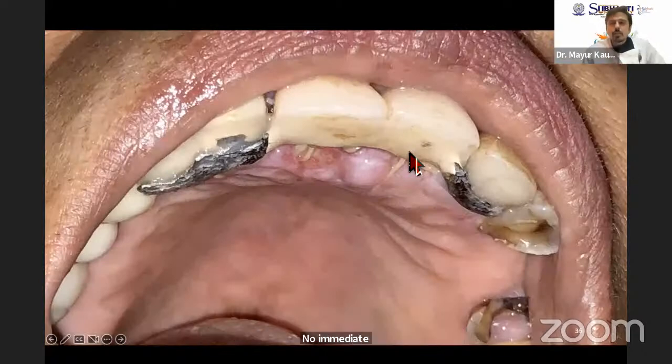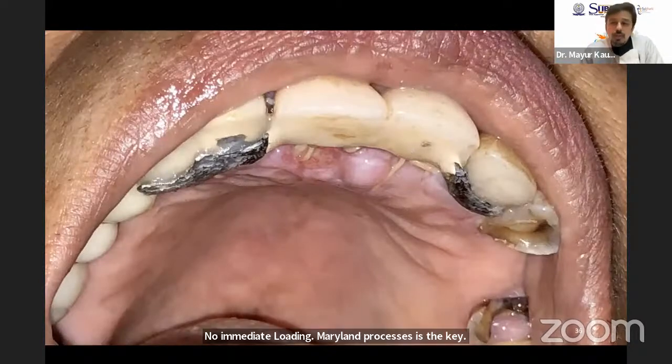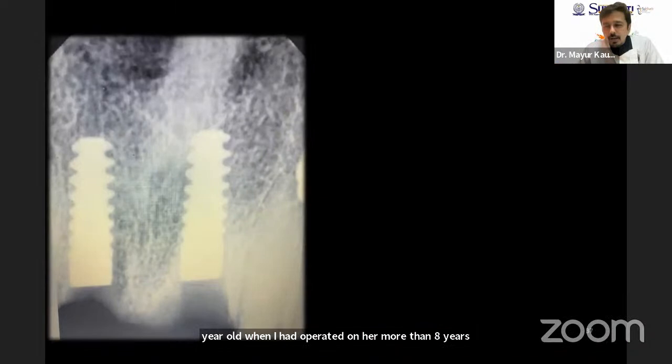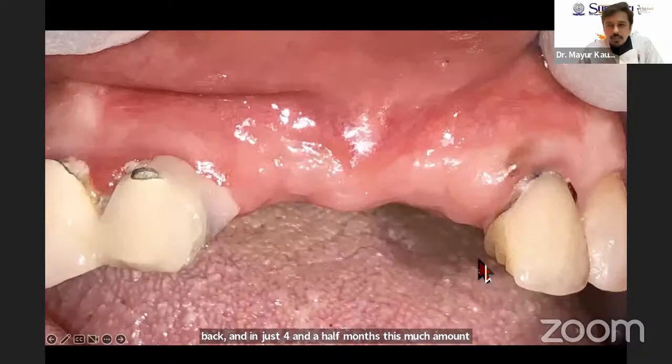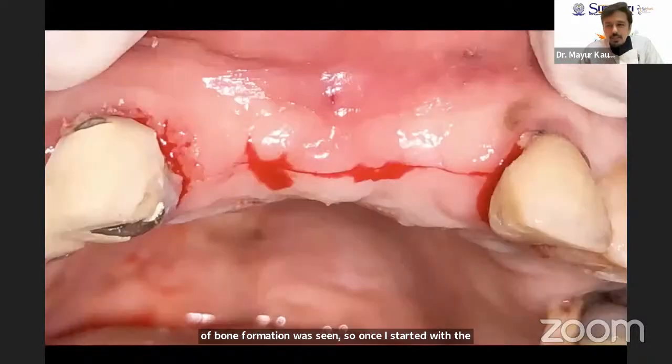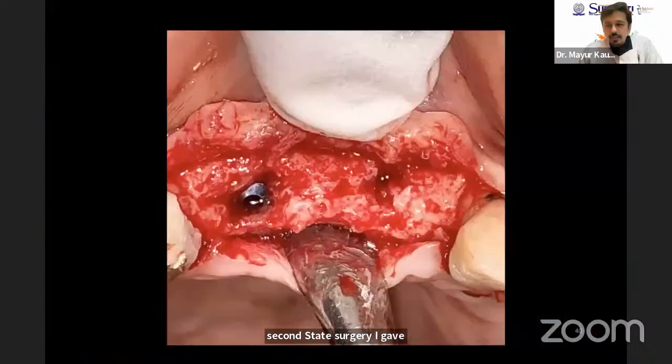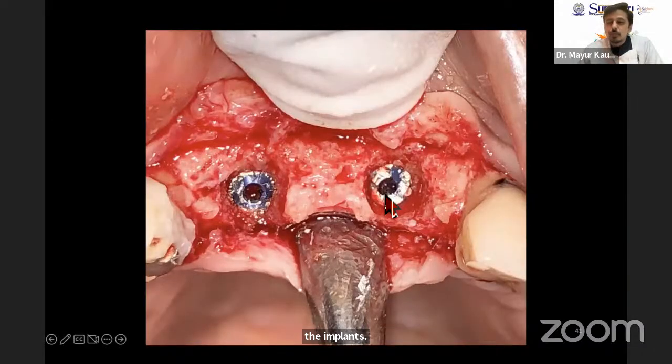So a Maryland prosthesis was given. This patient was 82 years old when I operated on her more than 8 years back. And in just 4.5 months, this much amount of bone formation was seen. Once I started with the second stage surgery, I made an incision and started reflecting the flap, and this was my result. Not only had the implants survived, bone had grown over the implants. I had to pick up a carbide burr and expose my implants.